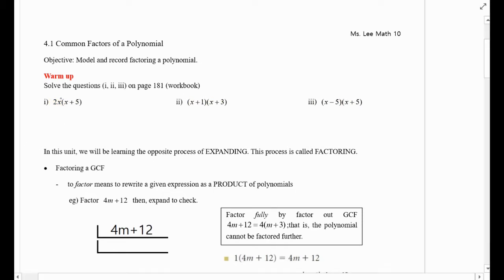So 2x times x, 2x times 5. So we know how to expand this. We learned how to do this. So we're going to use the FOIL method. 2x squared plus 10x.